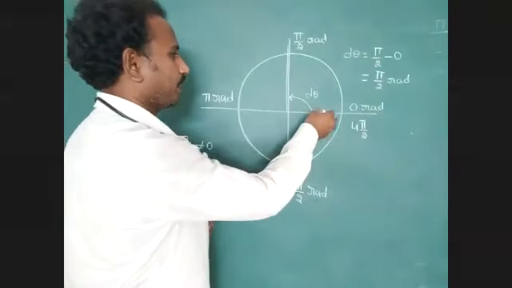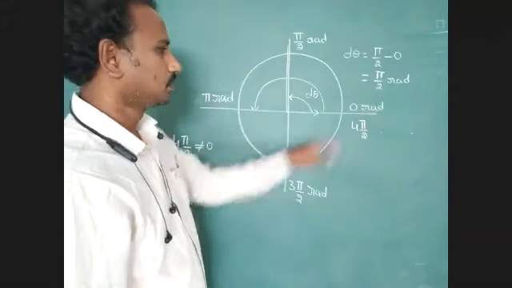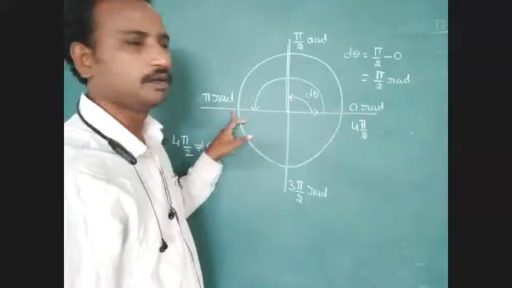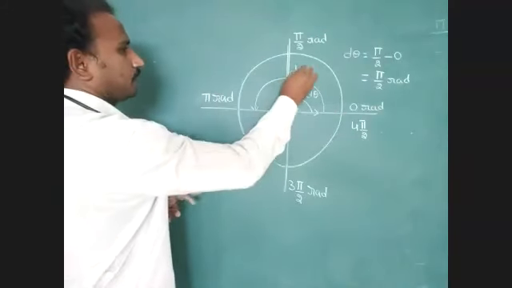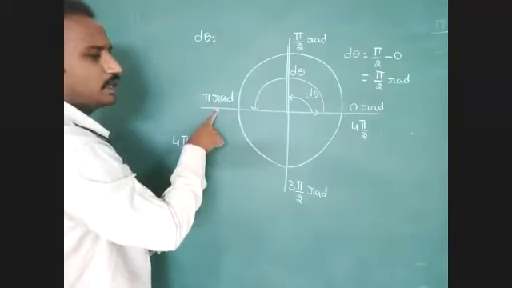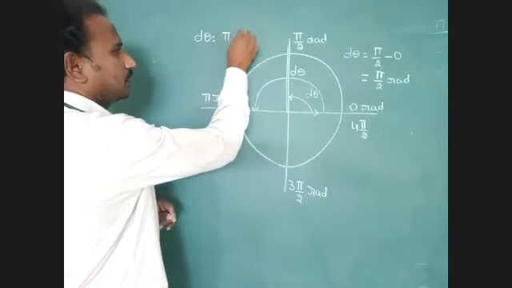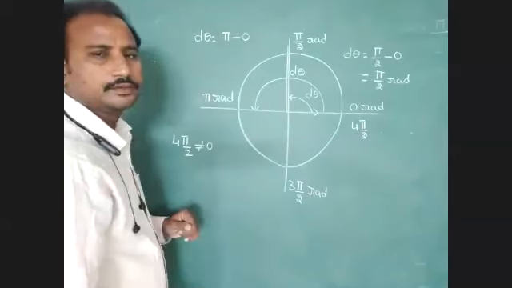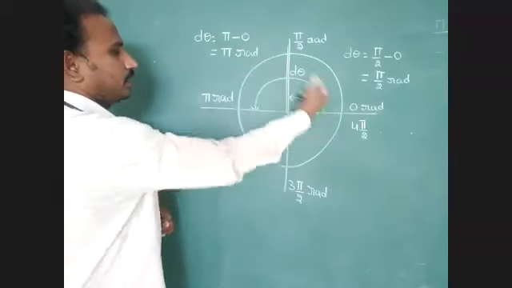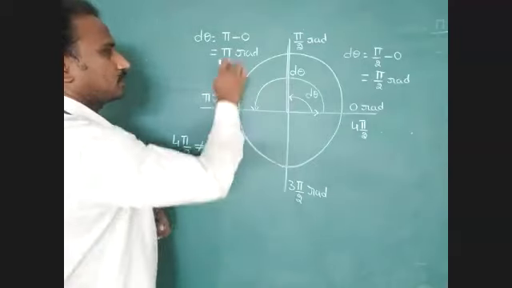Understood? Next we have to find the angular displacement from initial point to final point. The total angular displacement we represent as d theta. D theta equals final angle minus initial angle. Final angle pi radian, initial angle 0 radian. Pi minus 0 equals pi radian. Total angular displacement of the radius vector from positive x-axis to negative x-axis is pi radian.